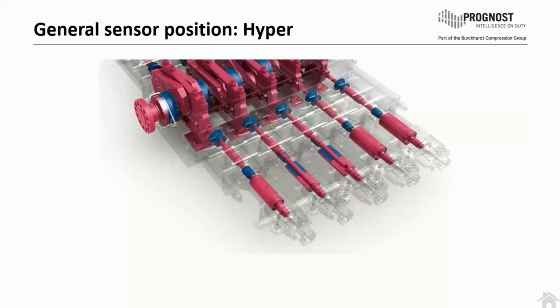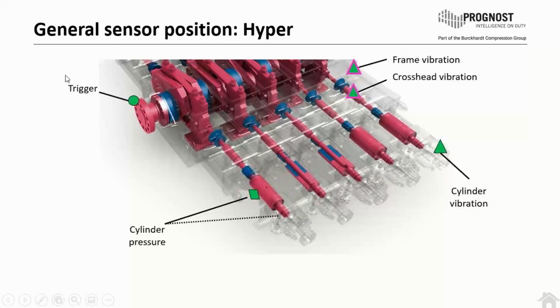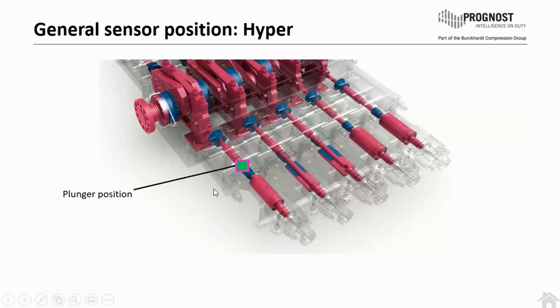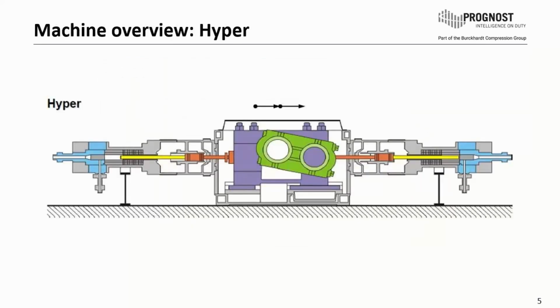Which sensors are located on the Hyper compressor? We have for sure the trigger, which is very important for our monitoring system. We also have frame vibration, crosshead vibration, cylinder vibration, and the dynamic pressure sensors, which in the case of a Hyper compressor are the DMS rings. But in our case, we will have a special look at the plunger position, which is monitored with a proximity sensor. Here again is a sectional drawing of the Hyper compressor, but in the next slides we will look in detail only at this area, the cylinder itself.